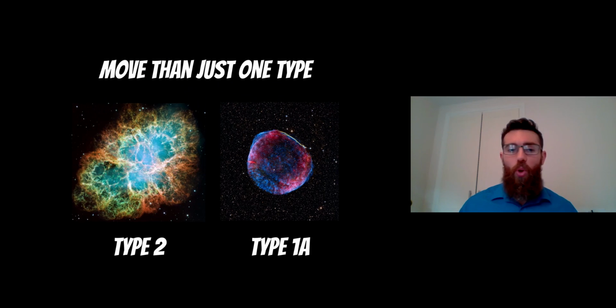But there isn't just one type of supernova explosion. There's various different types. So the two main ones really are type 2. So type 2 is when a very large star comes to the end of its life basically, and it undergoes a supernova explosion when there's no longer any energy generation in its core.